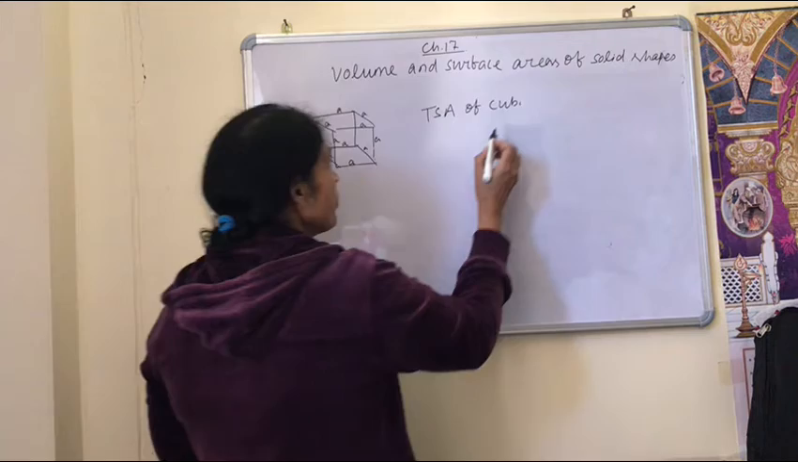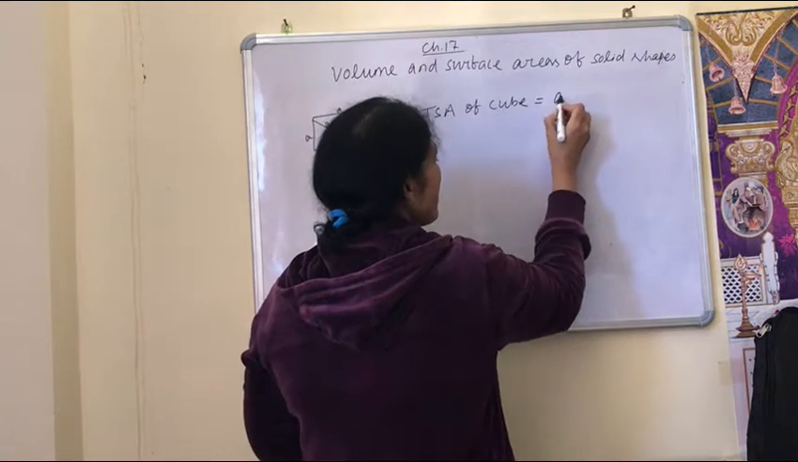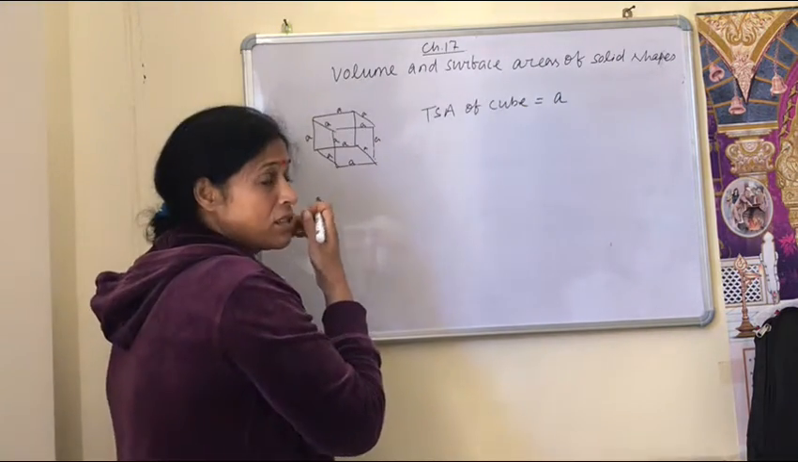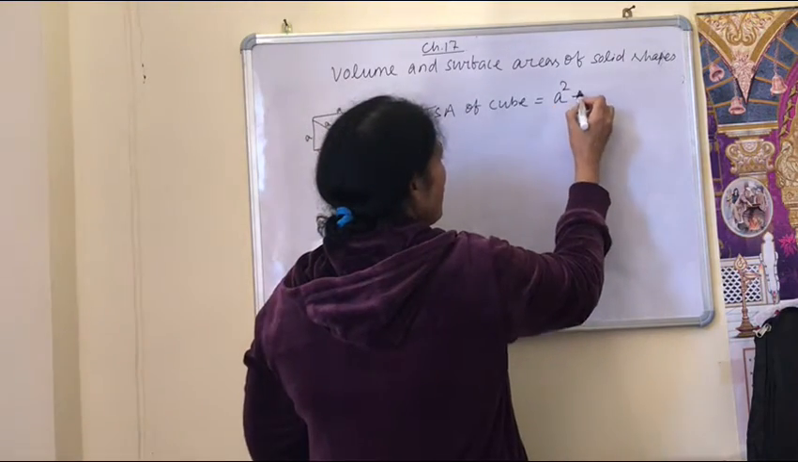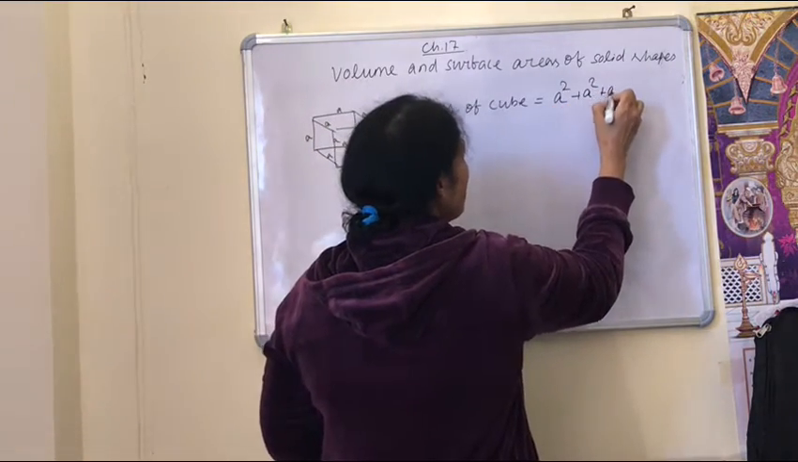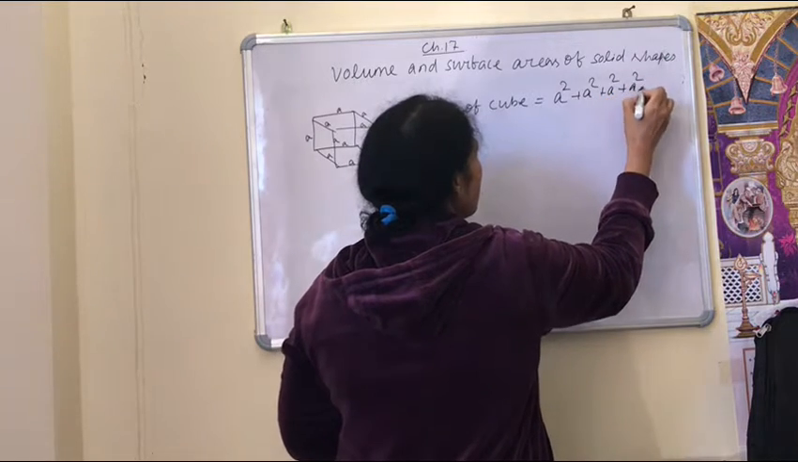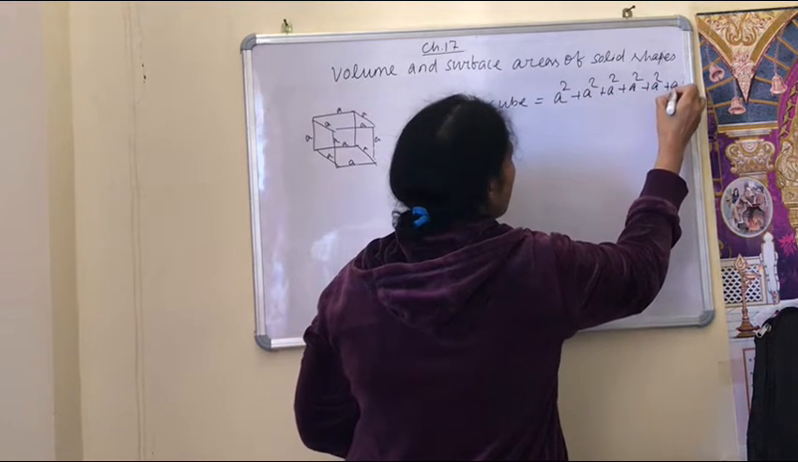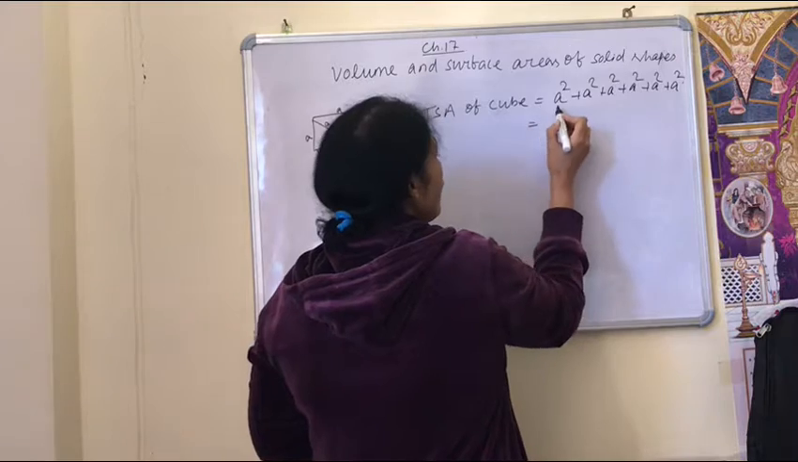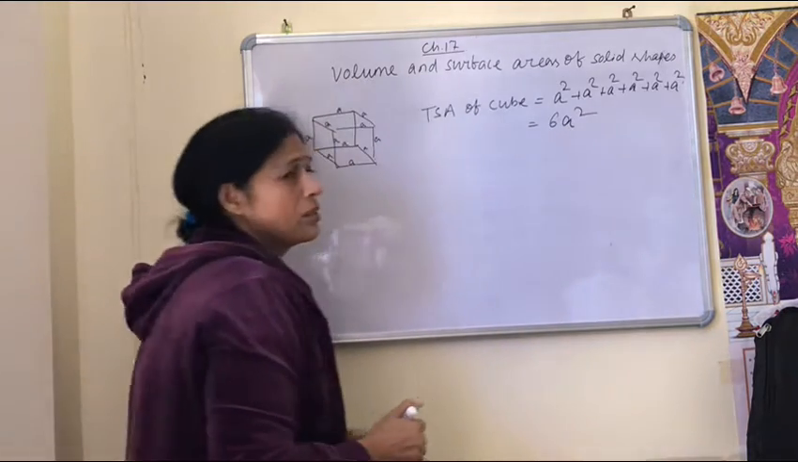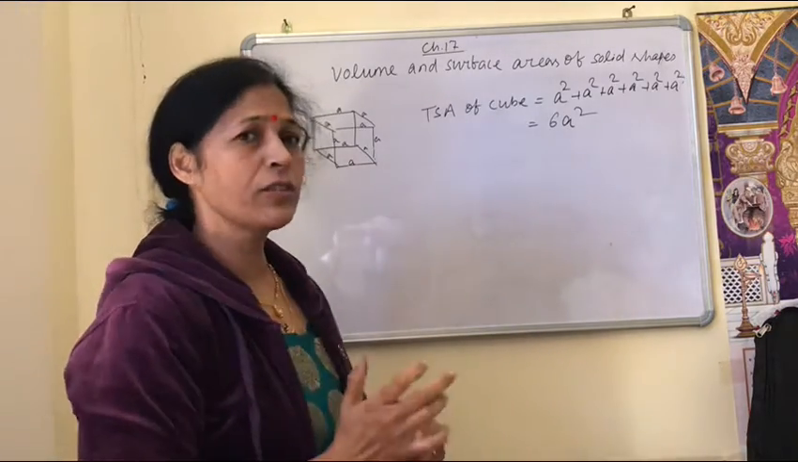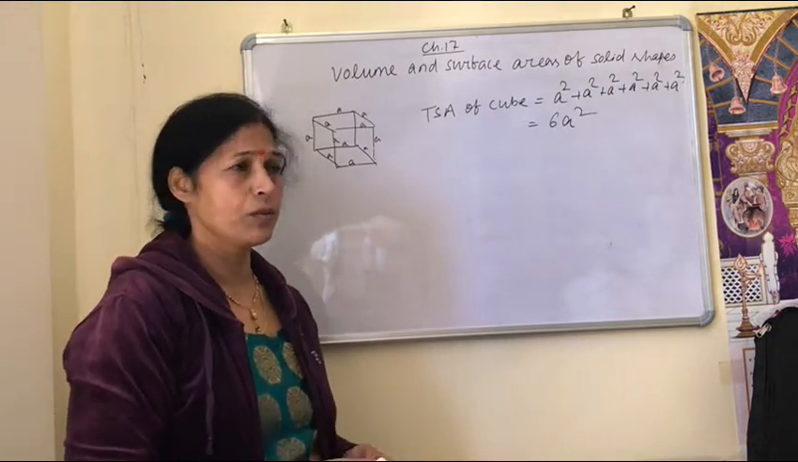So TSA of a cube means the area of 6 faces. Length into breadth, A into A, A square plus A square plus A square plus A square plus A square plus A square. So 6 times A square, 6A square, is the total surface area of a cube.